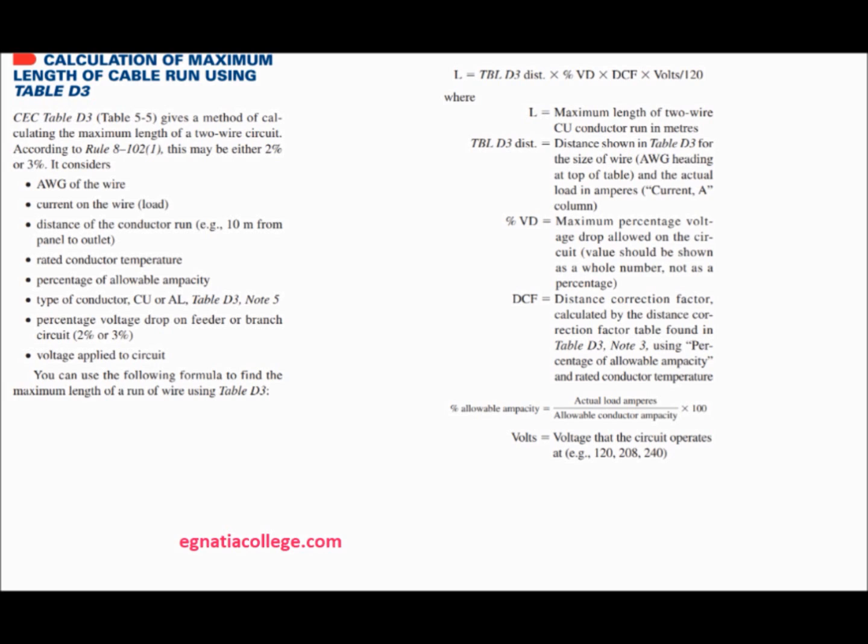You can use the following formula to find the maximum length of a run of wire using Table D3. There are 2 formulas here. L is the maximum length of a 2-wire CU conductor run in meters, and percent allowable ampacity.